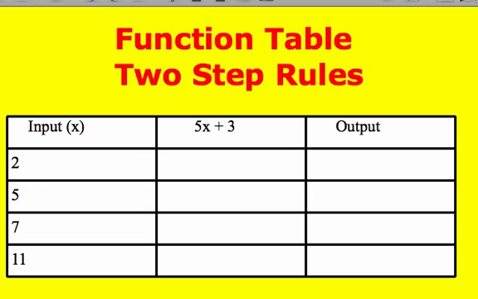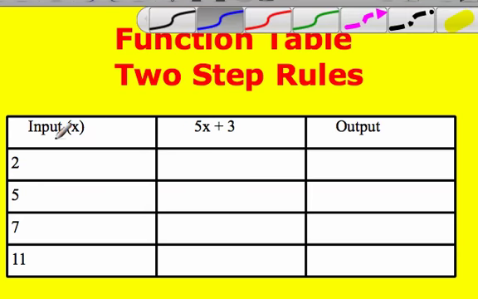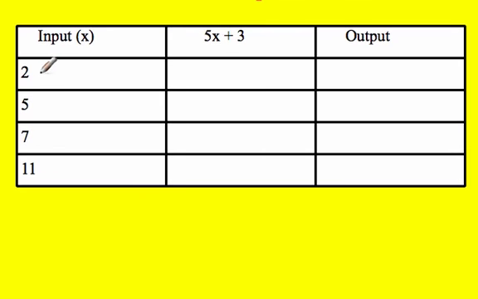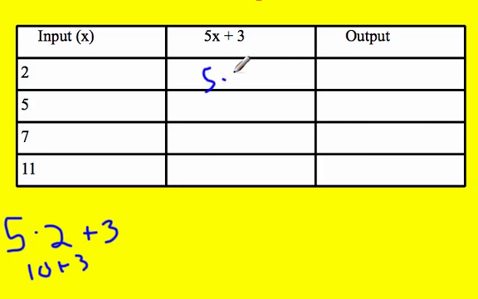Two-step rules, come on. This is cupcakes. The only thing that we have to worry about here is to make sure we solve it one step at a time. So the input here is 2. I'm going to do 5 times 2 because that's what x is, plus 3. That'll be 10 plus 3, and we'll get 13.